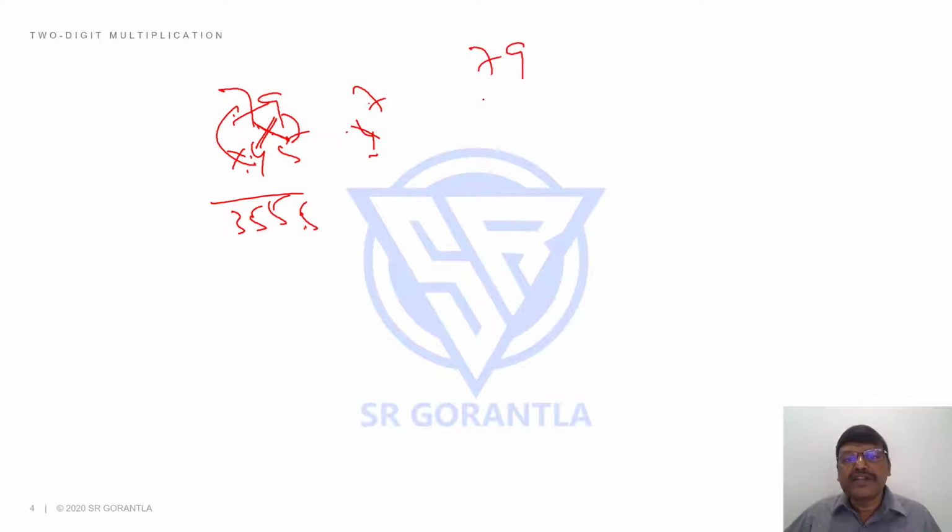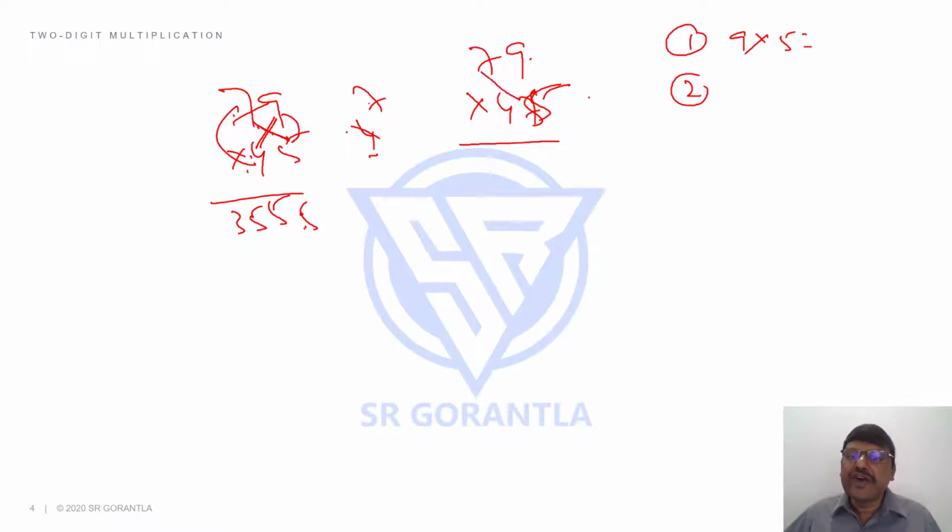Okay, again, these are still early problems. I'll explain step by step. The first step is what, students? 9 into 5, this is 45. Okay, the second step is what, students? 7 into 5, 35 plus 4 into 9, you are cross multiplying. That is the second step.